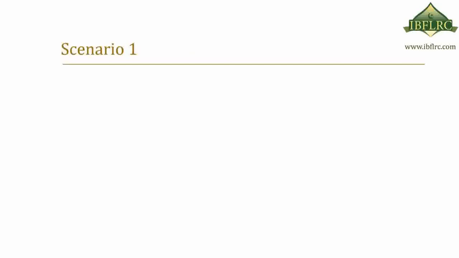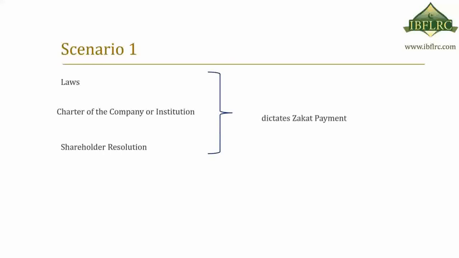There are three independent conditions for Scenario 1 to be applicable. First condition is when the law requires the Islamic financial institution or the entity to satisfy the Zakat obligation. Second one is when the Islamic financial institution is required by its charter or bylaws to satisfy the Zakat obligation. And third one is when General Assembly has passed a resolution requiring the Islamic financial institution to satisfy the Zakat payable. If one of these conditions is met, an Islamic financial institution is obliged to pay Zakat and is treated under Scenario 1.